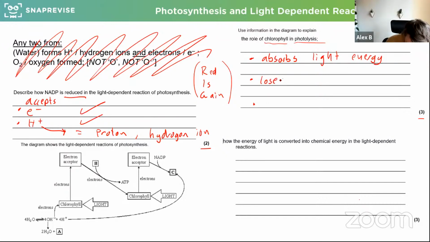Loses an electron, or is oxidized. It's kind of the same thing. Therefore, it accepts an electron from water. Or you could say it acts as an oxidizing agent.